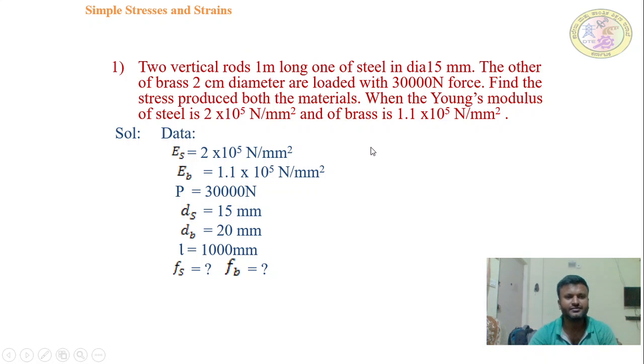I'll read out the question here. Two vertical rods 1 meter long, one of steel with diameter 15 mm, the other of brass with diameter 2 cm. See, one unit is in centimeter, another is in mm, so keep them in a common unit. They are loaded with 30,000 newton force. Find the stress produced in both the materials when Young's modulus of elasticity of steel is 2 into 10 to the power of 5 newton per mm square, and that of brass is 1.1 into 10 to the power of 5 newton per mm square.